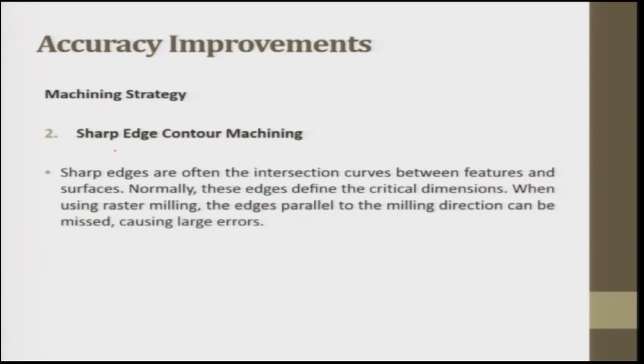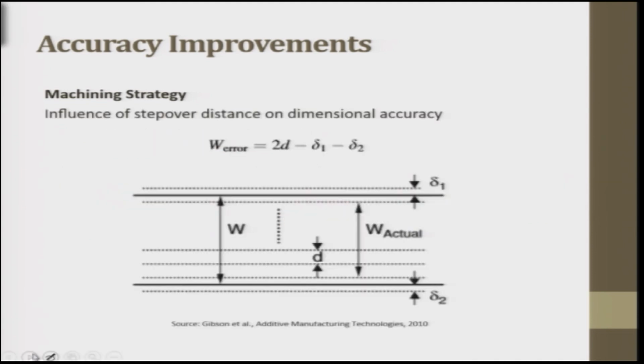Next is sharp edge contour machining. Sharp edges are often the intersection curves between features and surfaces. Normally, these edges define the critical dimensions. When using raster milling, the edges parallel to the milling direction can be missed, causing large errors. So, these need to be counted when a step over distance is used. So, this D is the step over distance.